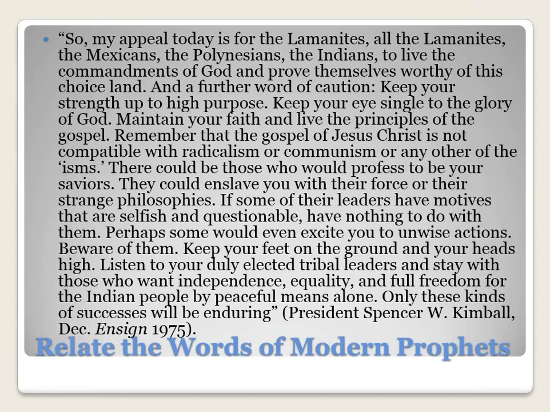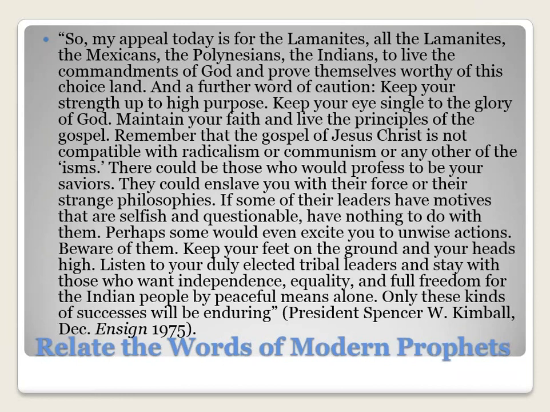There could be those who would profess to be your saviors. We could probably think of many of those. They could enslave you with their force or their strange philosophies. If some of their leaders have motives that are selfish and questionable, have nothing to do with them. Perhaps some would even excite you to unwise actions. Beware of them. Keep your feet on the ground and your heads high.